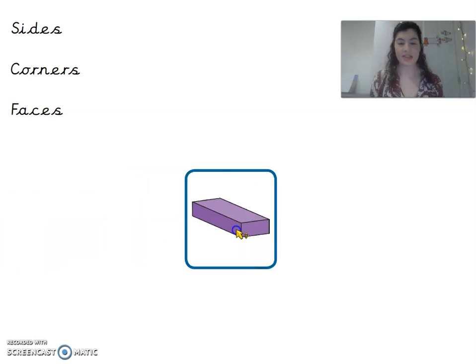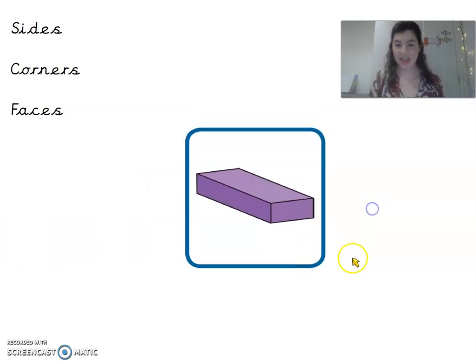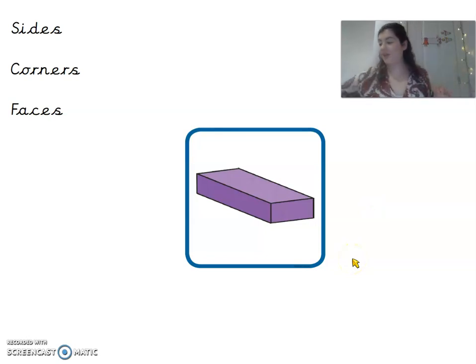Okay, this shape. Have a look. Now this shape looks a little bit like our cube, but it's longer. I've got one here. This is a box of matches, and it is a cuboid. Can you have a go at that? My turn, cuboid, your turn. Brilliant. A cuboid is another 3D shape.